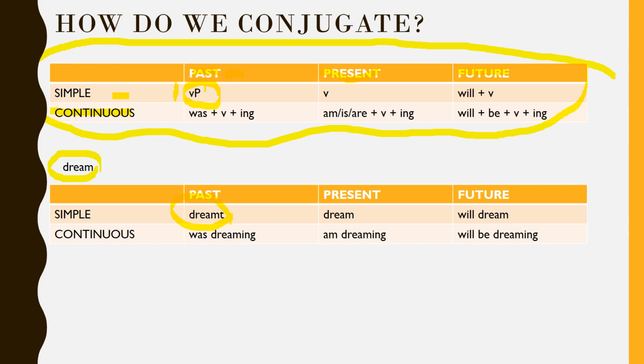Now the simple present is just the plain old verb. Okay, that's literally just the plain old verb. So we take this one, which is the base form, that's what we're calling it, the base form, and we put it in here, the plain simple verb dream. Now our recipe for the future tense is will plus your verb. Okay, so will plus our verb, which is over here, will dream.